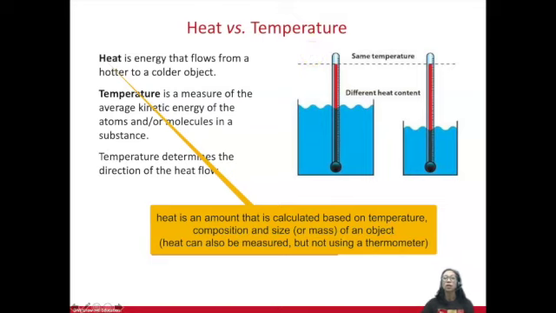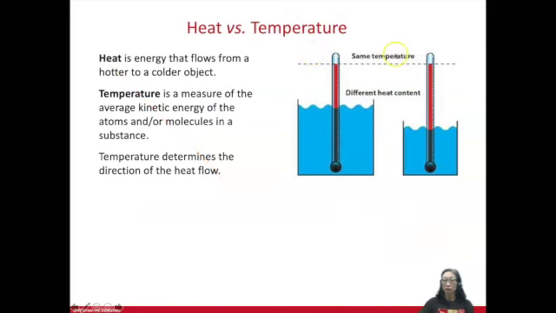Okay, now temperature gets into the molecules of an object, and it's the movement, the average kinetic energy of the atoms or the molecules, or just the particles in an object. And this is something that determines that flow of heat. So here there are two containers of water. They have the exact same temperature, and that can be measured based on the molecular motion in this sample of water.